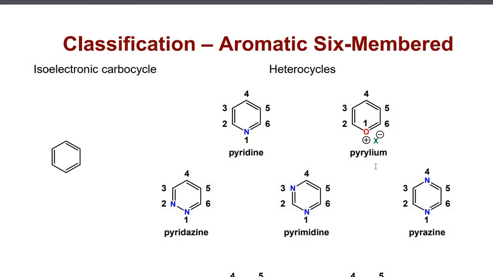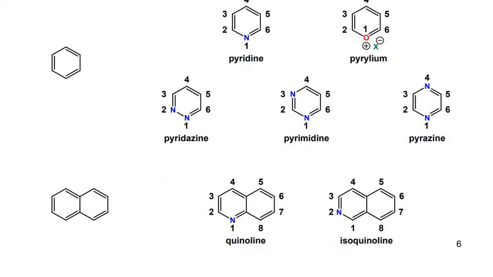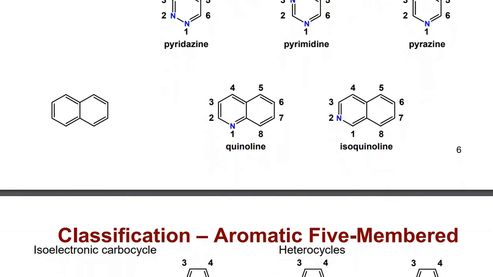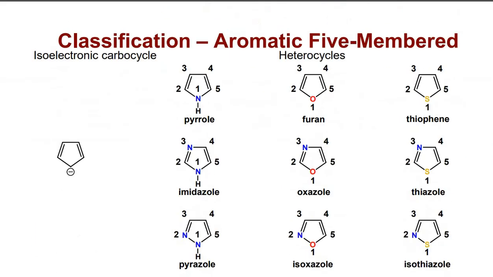So pyridine, pyridazine, pyrimidine and pyrazine. Now you have this naphthalene, and this is quinoline and isoquinoline. Now aromatic 5-member heterocycles. Look at here.